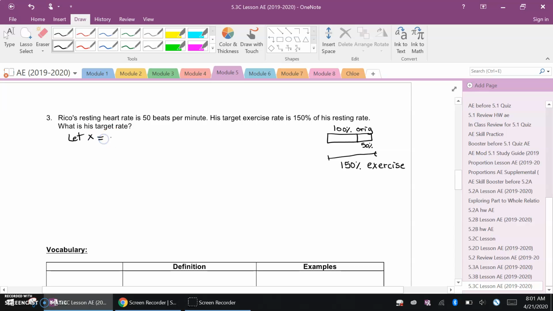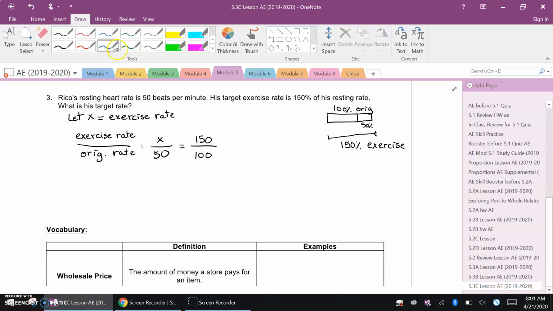So we're going to let x equal his target exercise rate. And we're going to have the exercise rate over his resting, or his original rate. And if you like the word resting better because you see it in the problem, that's fine. You can use that. We're going to have x over 50. And now for the percent, we have 150 over 100. And now we're going to cross multiply.